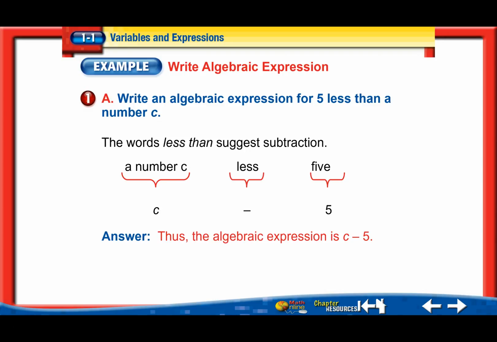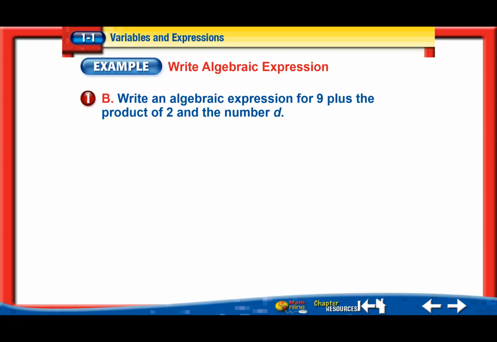So thus the algebraic expression is c minus 5. Write an algebraic expression for 9 plus the product of 2 and a number. So we got a little more complicated here. So we have plus here, and product means multiply. The product is the result of two numbers multiplied together. So this gives us product.